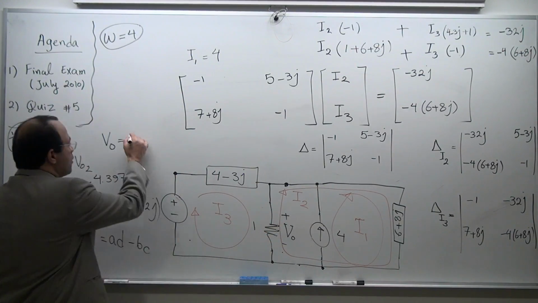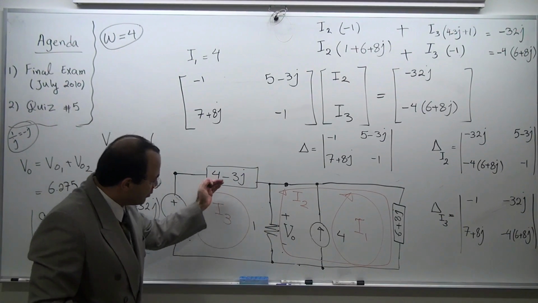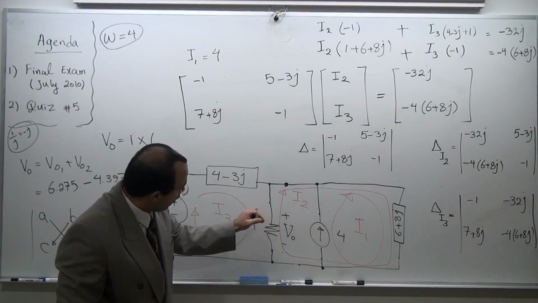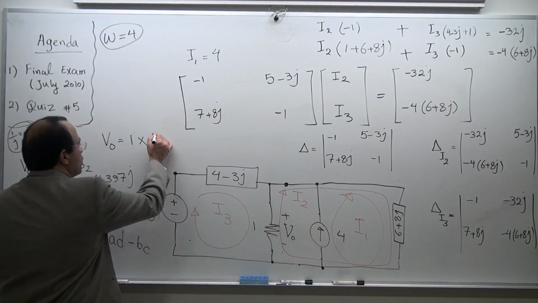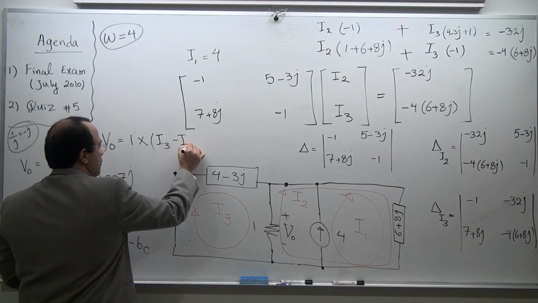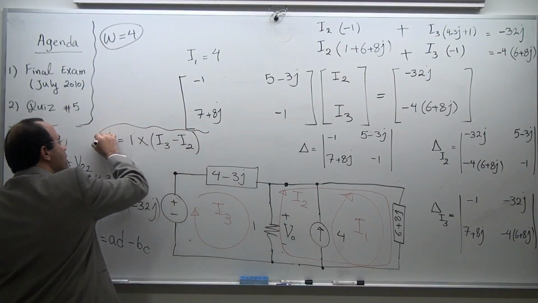VO is equal to 1 ohm times I3 is coming in according to the Ohm law, plus on top, minus at the bottom. I2 is opposing it. So it's going to be I3 minus I2. Just write this down for a given problem.